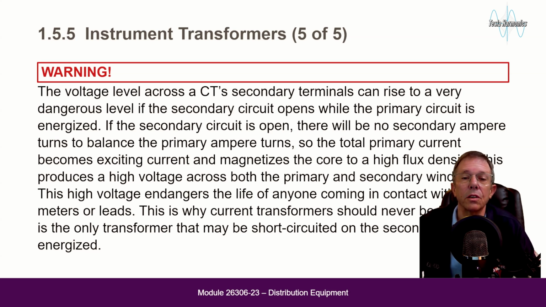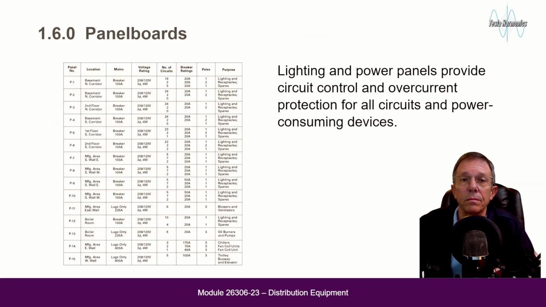If the secondary circuit is open, there will be no secondary ampere turns to balance the primary ampere turns. So the total primary current becomes excited current and magnetizes the core to a high flux density. This produces a high voltage across both the primary and secondary windings. The high voltage endangers the life of anyone coming into contact with the meter or leads. This is why current transformers can never be fused. A CT is the only transformer that may be short-circuited on the secondary while energized.